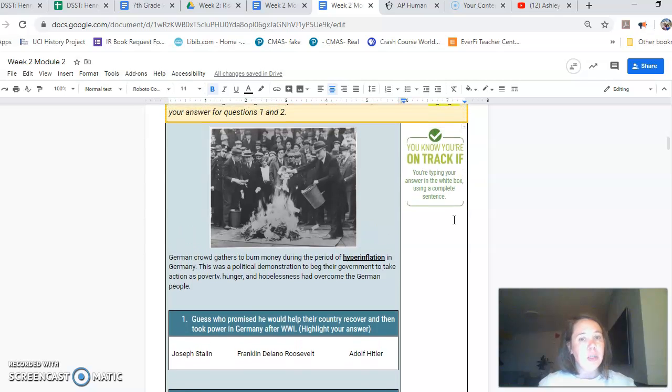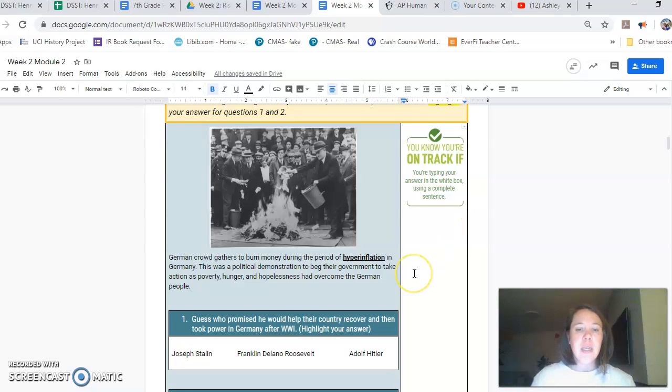Looking at this image, a German crowd gathers to burn money during the period of hyperinflation in Germany. This was a political demonstration that begged their government to take action as poverty, hunger, and hopelessness had overcome the German people. So yesterday we saw a woman burning the German marks because of hyperinflation. Here they're using money, which was basically useless, as a political demonstration. So let's answer question 1.